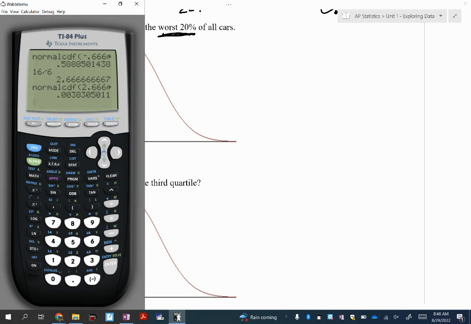So it's second vars, which is distribution. And again, I don't have a z-score, right? I need the computer to tell me the z-score. So I'm going to go to number 3, which says inverse norm, which means inverse normal, going backwards. So I'm going to tell it how much area is under the curve to the left.